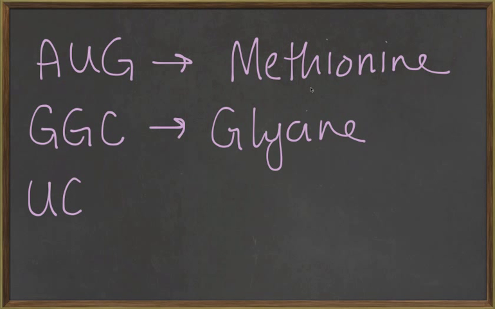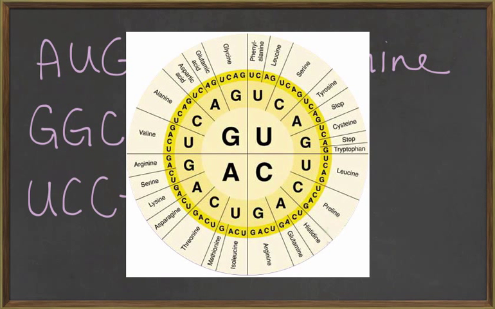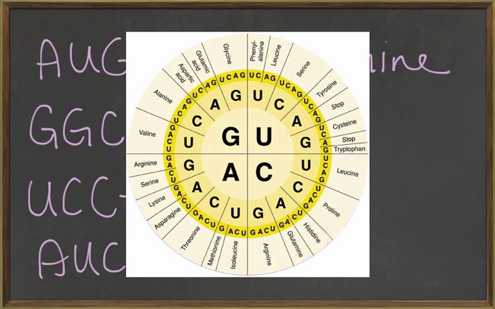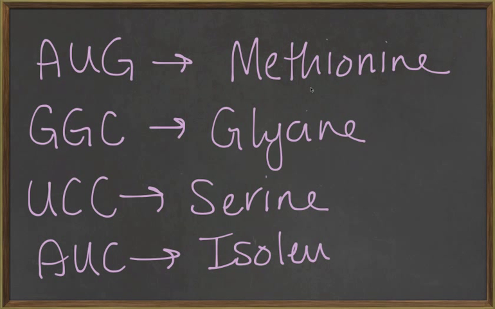Keep going. If I had UCC, which was my third one, start in the middle, U, go to the C, go to the C, and just like the last one, they all correspond to an amino acid called serine. The last one that you had was AUC. Find your A, find your U, and C, and then that is an amino acid called isoleucine. Okay? So you just have to follow the order.